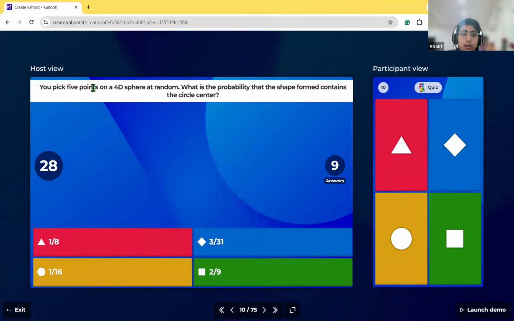You pick 5 points on a 4D sphere at random. What is the probability that the shape formed contains the circle's center?